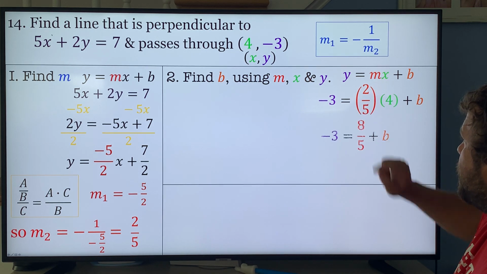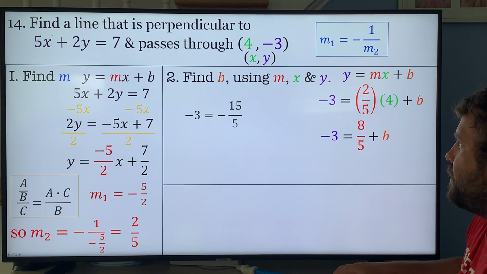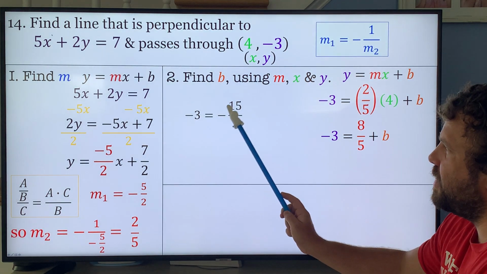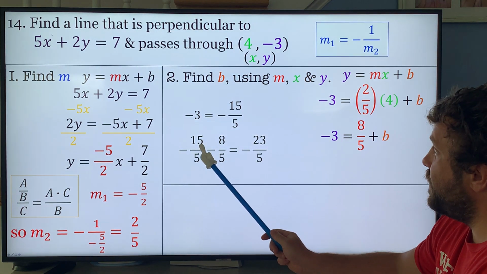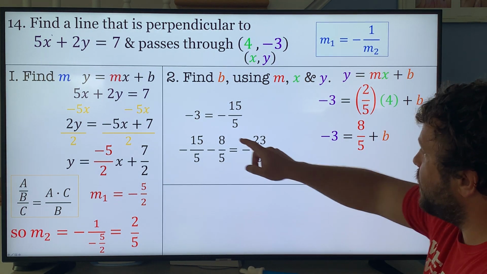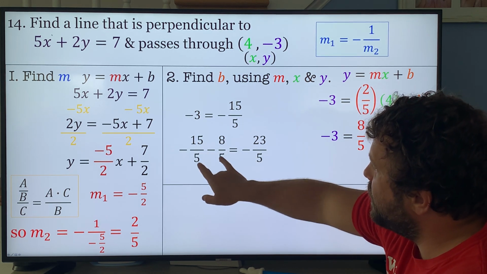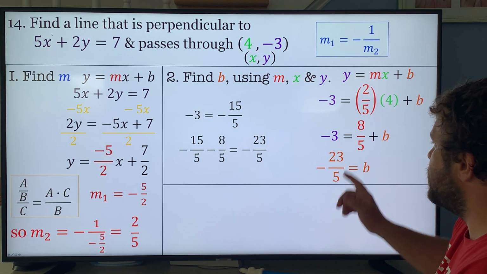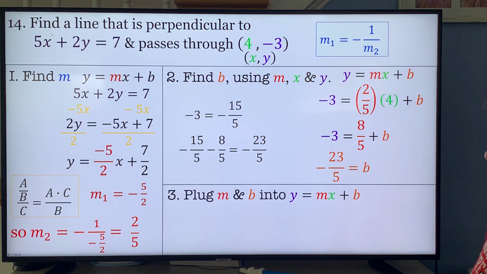4 times 2 is 8 over 5. -3 minus 8 over 5. So -3 is the same as -15 over 5 because you need a common denominator. -15 over 5 minus 8 over 5 equals, negative and a negative means you combine these terms to get 23. 5 stays the same. So -23 over 5 equals your B. Last step, plug it back into the equation.